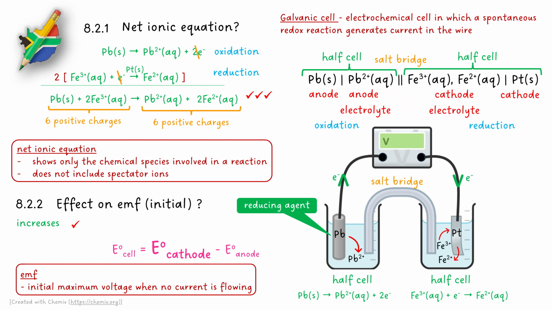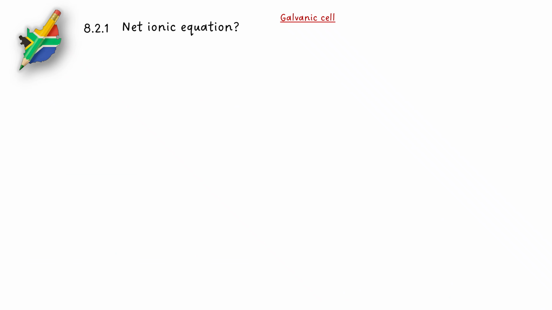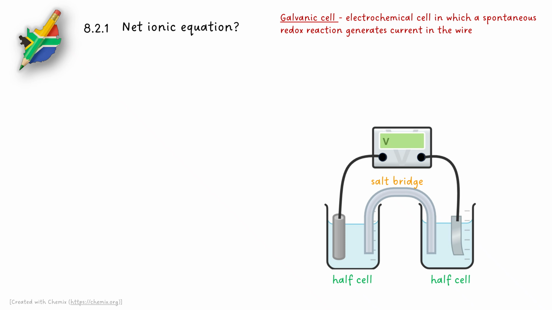This question asks us to determine the net ionic equation and how a different reducing agent influences the EMF. We are told the cell is a galvanic cell. In a galvanic cell, a spontaneous redox reaction occurs, and this generates electrical current in the wire. A galvanic cell always has two half cells, which are usually separated by a salt bridge.